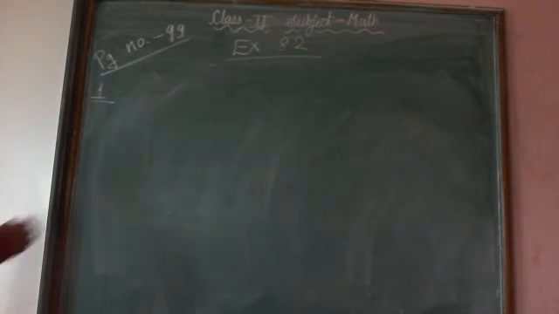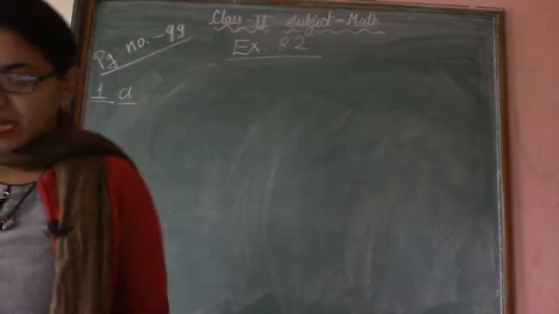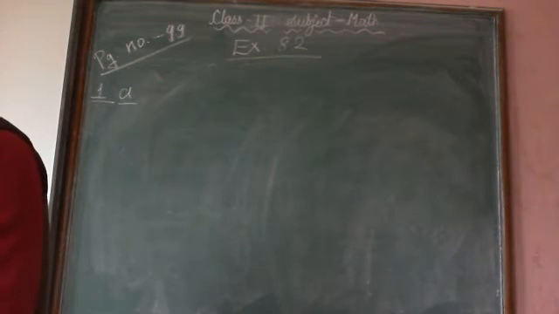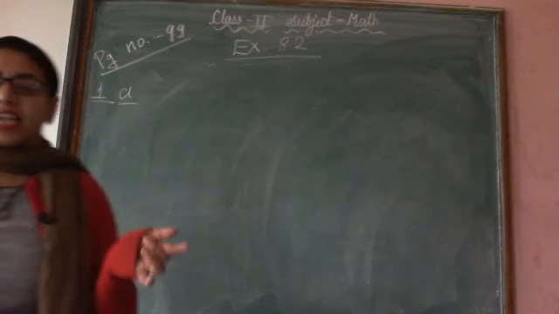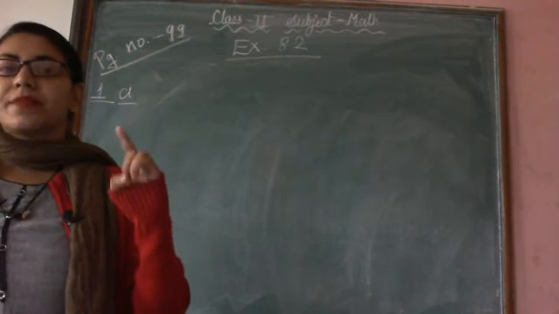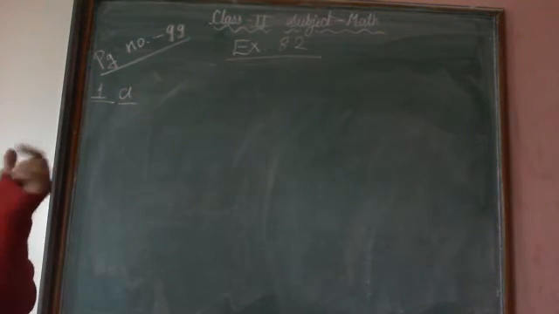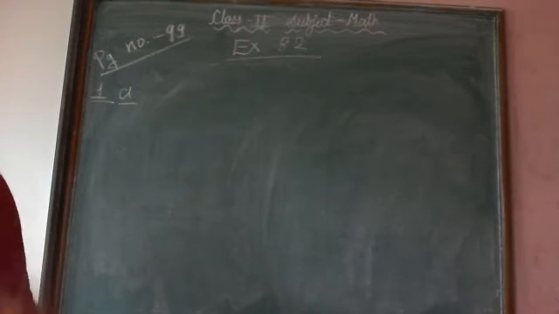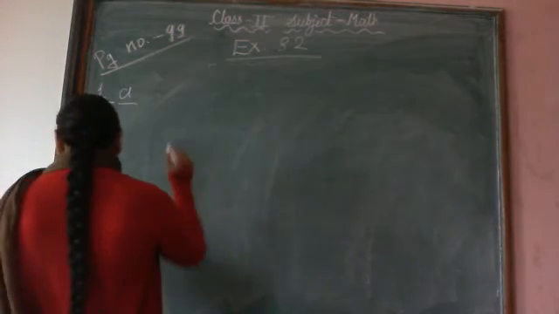I hope you have written the question. Now, A. The months of a year that begin with J. So, let's recite the months of the year. The year starts from January. Yes, January starts with J. So in the first blank we will write January.